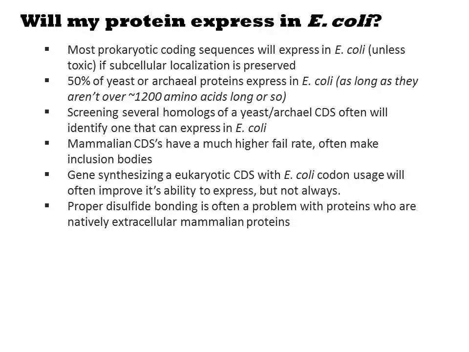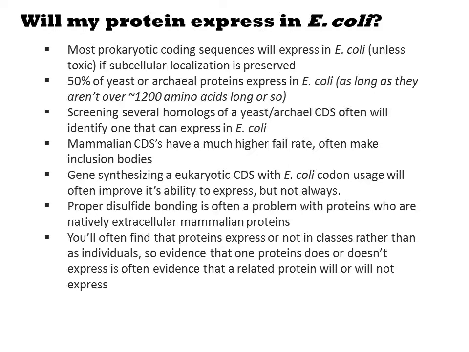Proper disulfide bonding is often a problem with proteins that are natively extracellular mammalian proteins. You'll often find that proteins express or not express in classes rather than as individuals. So evidence that one protein does or doesn't express is often evidence that a related protein will or will not express. For example, cytochrome P450 enzymes and polyketide megasynthases are infamous for not expressing well in E. coli as a class.